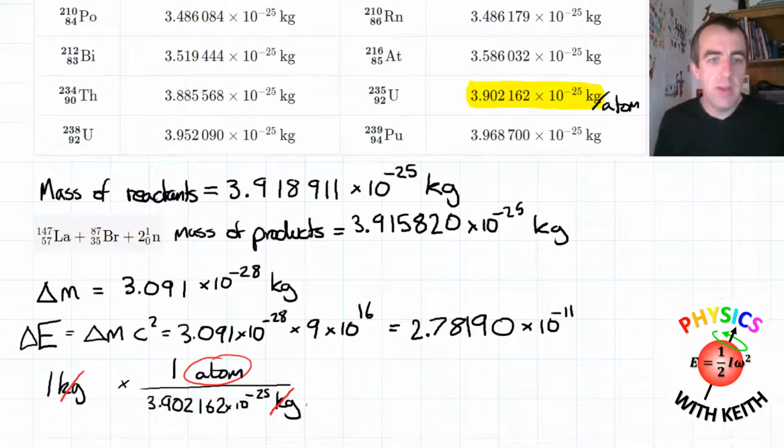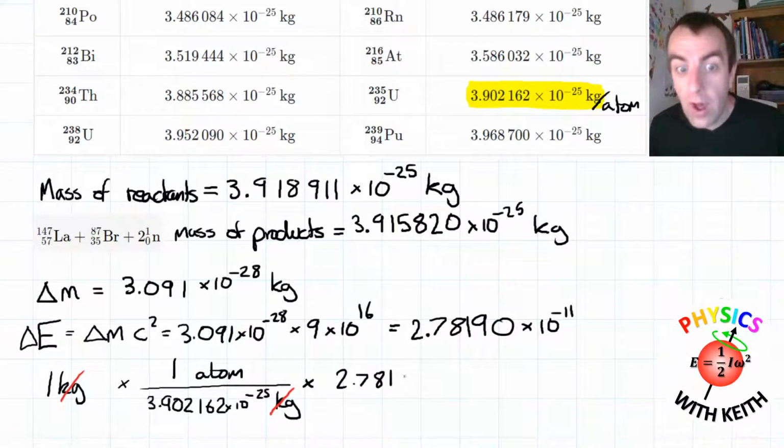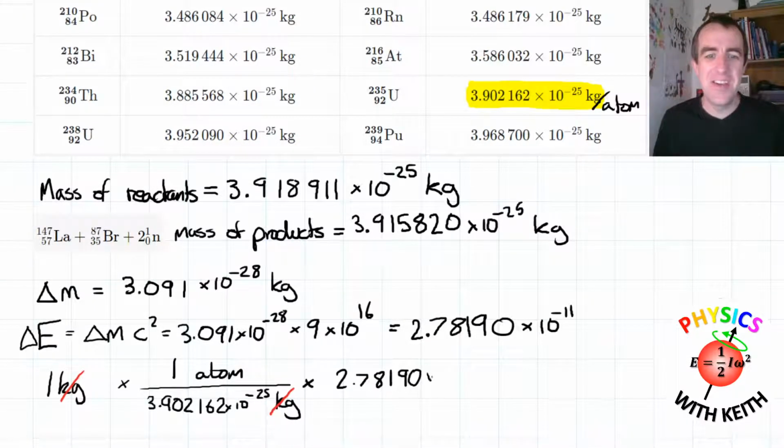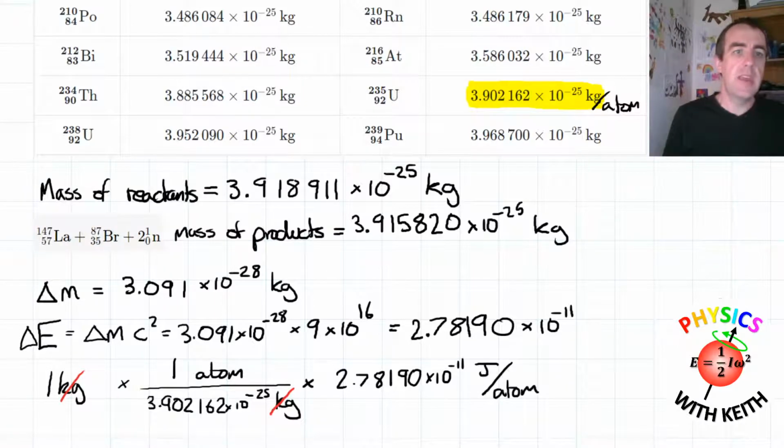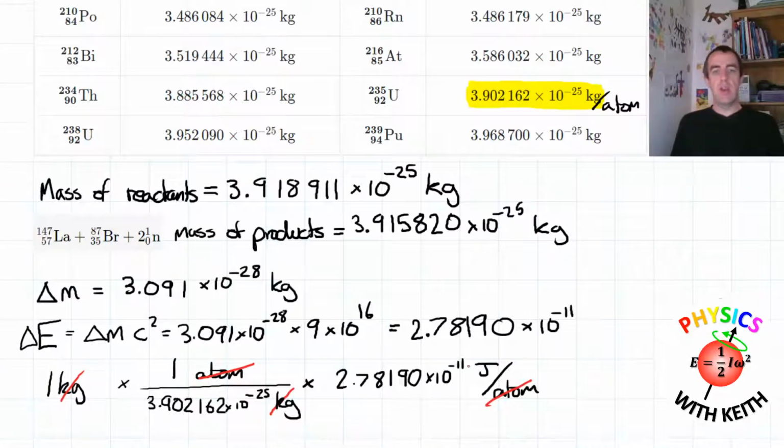So I'll be multiplying that by the energy per atom. So this is 2.78190 times 10 to the negative 11, and this is joules per atom, and that allows me to cancel the atom. I should probably call these nuclei rather than atoms. And what unit am I left with?